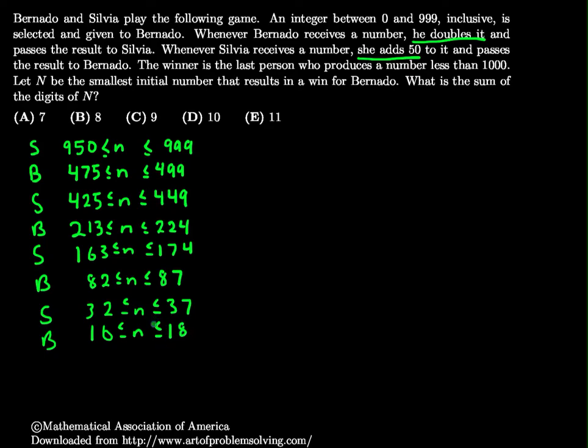Okay, I had to round down here. And now I can't go any farther back, because if I go farther back, I'll get to only negative numbers on both sides, and I can't get any negative numbers. So the smallest possible number I could get here is 16. And if I got that, then of course we would have Sylvia losing the game, and the sum of the digits in 16, 1 plus 6, is 7, so the answer is A.